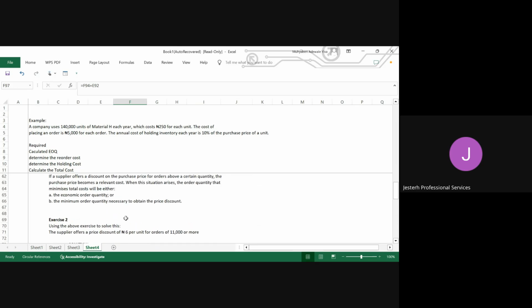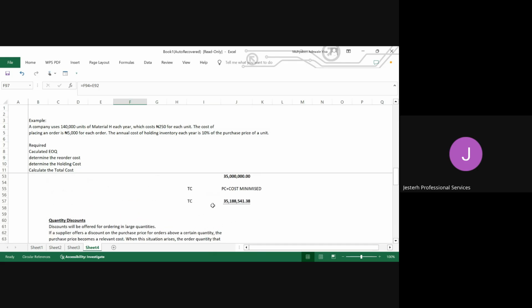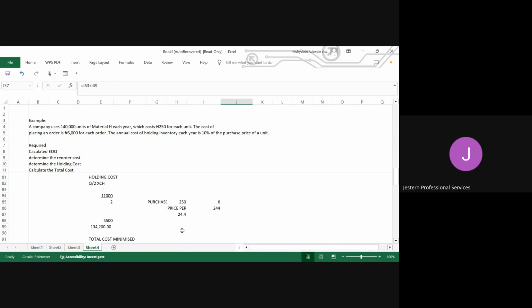But if we decided to follow our own structures, our total cost is going to be 35 million, 188,541 naira. Now, the purpose of this EOQ is just to help an organization to minimize costs.